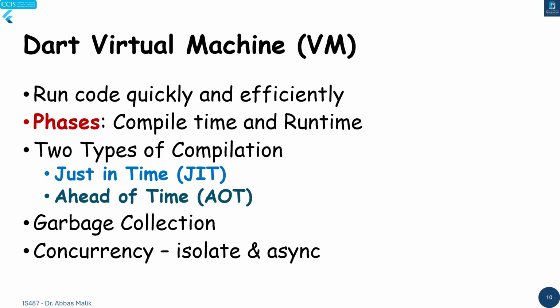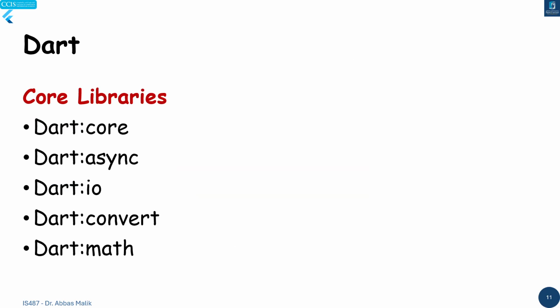And then, like other languages, Dart also has garbage collection. We can also do concurrency. Concurrency means that multiple threads or multiple computational parts or functions are running at the same time. So concurrency is also there, just like in the other languages. Dart is a modern programming language which provides all the different features present in modern programming languages. Dart also provides some core libraries which are already there.